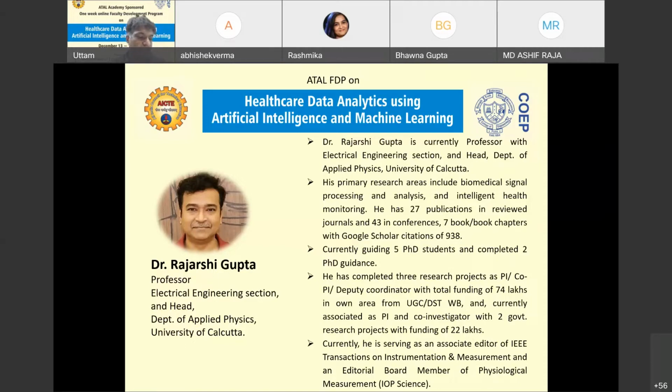two PhD guidance. He has completed 3 research projects as PI, co-PI, deputy coordinator with total funding of rupees 74 lakhs in his own area from UGC, DST, West Bengal, and is currently associated as PI and co-investigator with 2 government research projects with funding of rupees 22 lakhs. Currently, he is serving as an associate editor of IEEE Transactions on Instrumentation and Measurement and an editorial board member of Physiological Measurement.